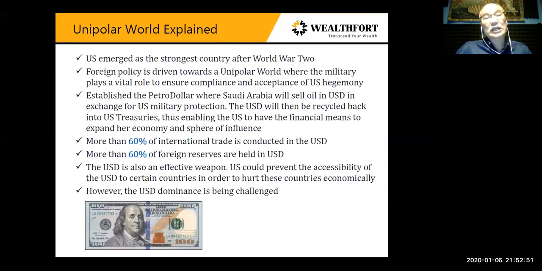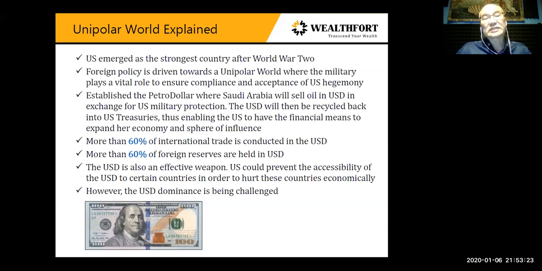That is how the US used its military to ensure compliance and acceptance of the US dollar. It established the petrodollar, where Saudi Arabia sells oil in US dollars in exchange for US military protection. So talk about being a mafia or a secret society. Now we are seeing it on the global stage: you sell oil in US dollars and I give you my protection. The US dollar is then recycled back into US treasuries, enabling the US to have the financial means to expand her economy and sphere of influence.